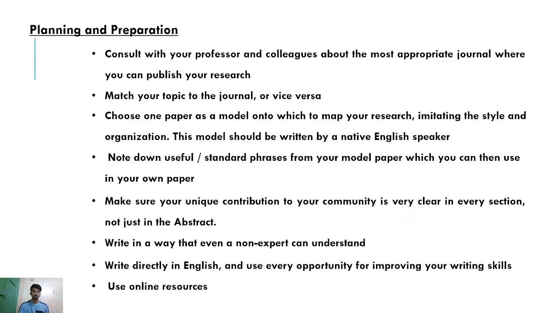Formal report types. Planning and preparation. How to write a report? We have to plan and prepare for writing a report. Consult the professor or colleagues, and find the most appropriate journal. We have to consult a person who has already written a report and published it in some type of journal. Match your topic to the journal or vice versa. If any person is available who has done research on our topic, that is more useful for writing our report.